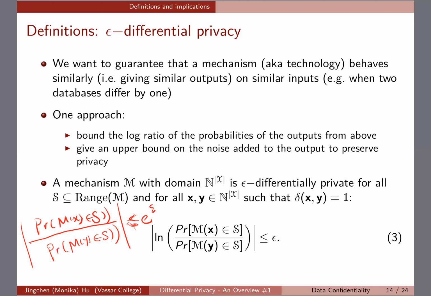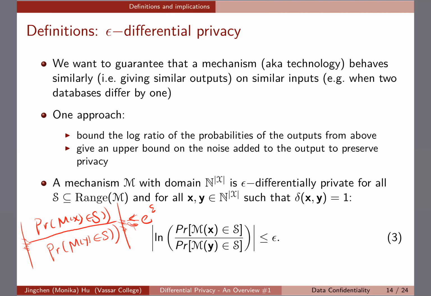The one that I just wrote in red is the ratio of the probabilities, and we bound it above by e to the epsilon power. Or in other words, we take the log of it and it's bounded above by epsilon. Make sense? I just realized I probably don't really need the absolute value here, since both of these are probabilities. But when I take the log, we need to make sure that we take the absolute value.